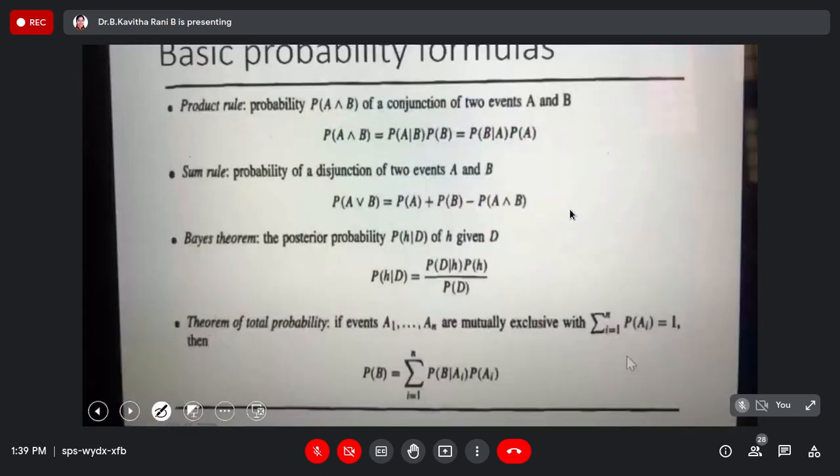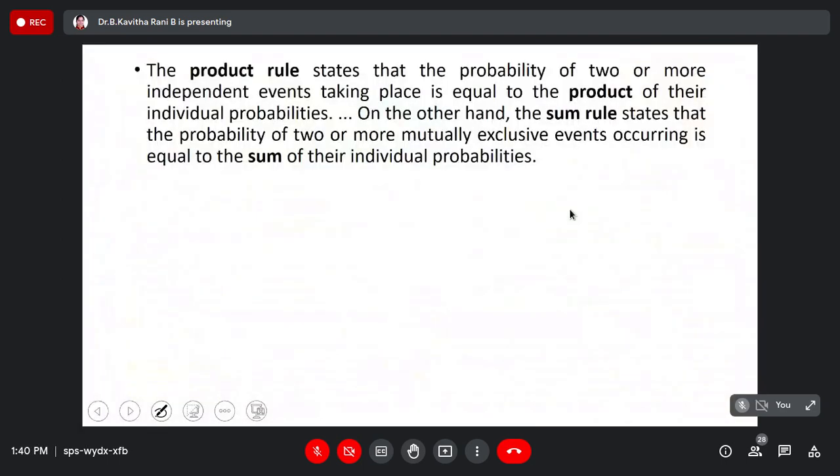So for that, we will be using different types of probability formulas here. These are the basic probability formulas you have studied in school age, in maths: the product rule and the sum rule. So if you see here, the product rule.